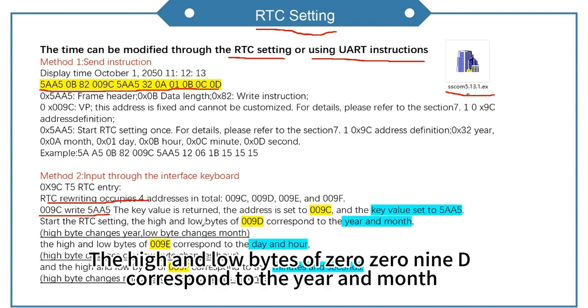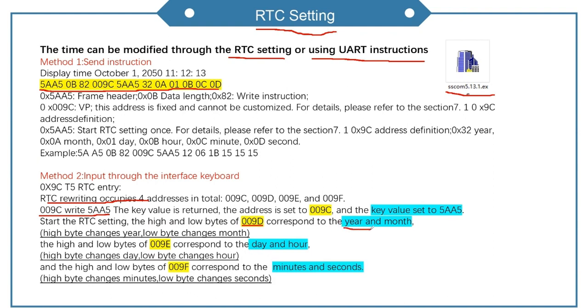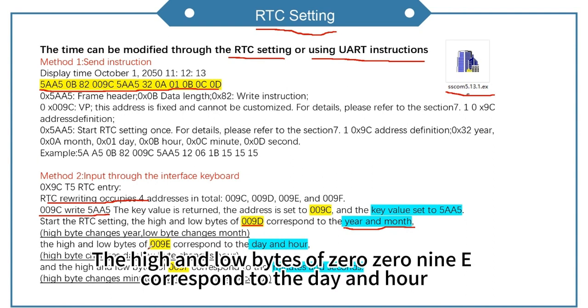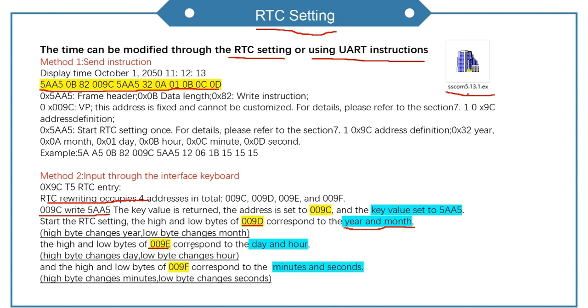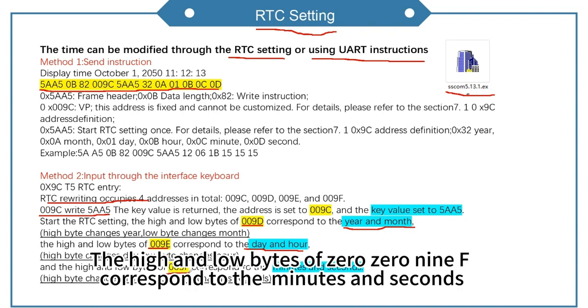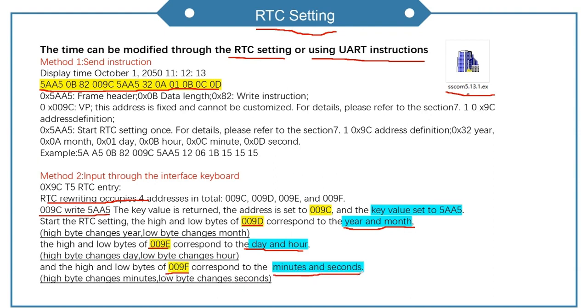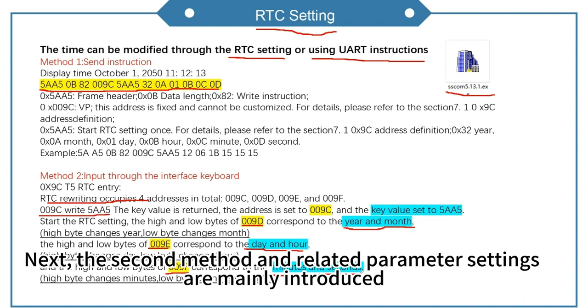The high and low bytes of 009D correspond to the year and month. The high and low bytes of 009E correspond to the day and hour. The high and low bytes of 009F correspond to the minutes and seconds. Next, the second method in related parameter settings is mainly introduced.